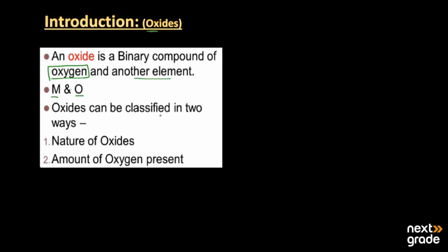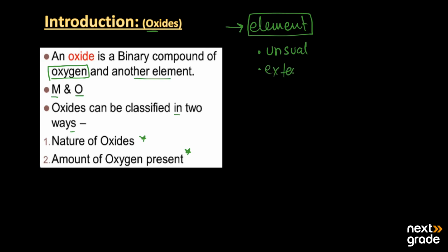On the other hand, oxides can be classified in two ways: the nature of the oxides and the amount of oxygen that is present. Basically, oxygen can form a bond with all the elements that are present in the periodic table. That's why many of them may have quite unusual properties, and there is also an extensive, varied chemistry of the compounds of oxygen. So we have an extensive study of all the compounds of oxygen.